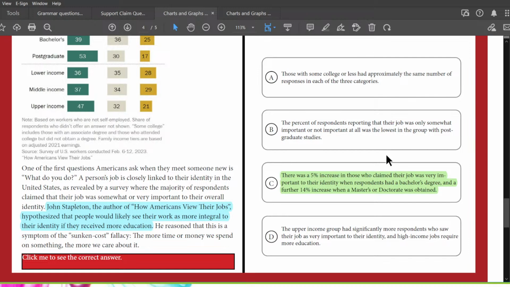Better than B. Also more specific data. I like more specific data. The upper income group had significant... Yeah, so this is wrong just because it's off topic. Okay, this might be true, but it's focusing on the wrong thing. And I'm going to eliminate that right away.